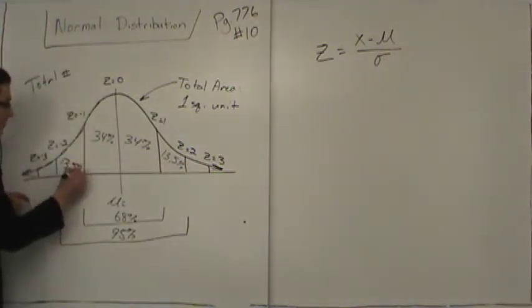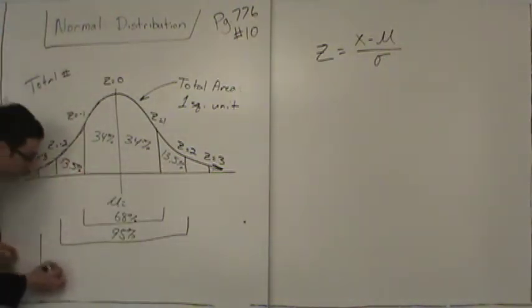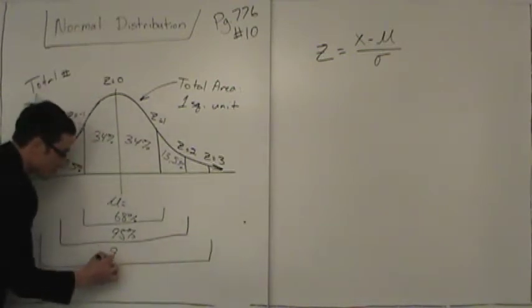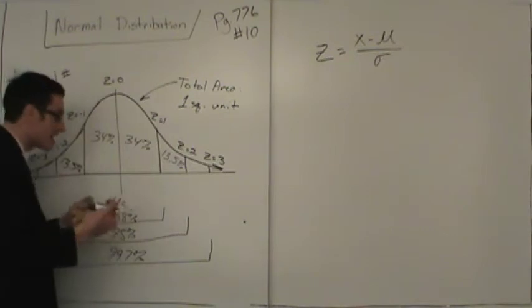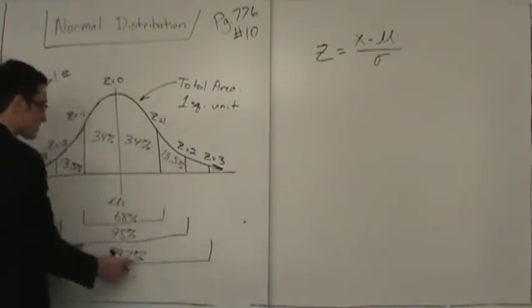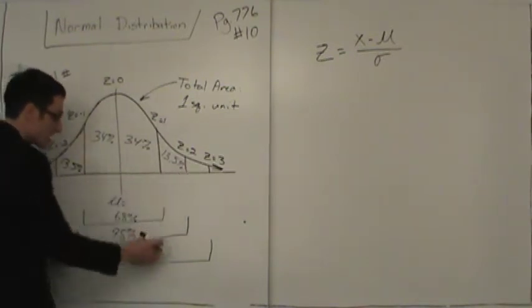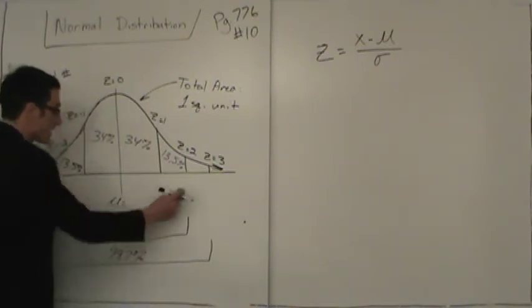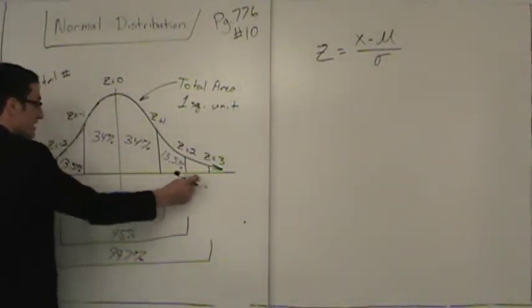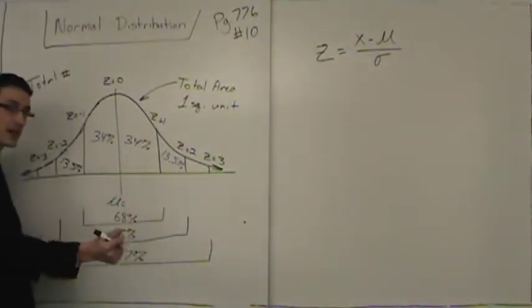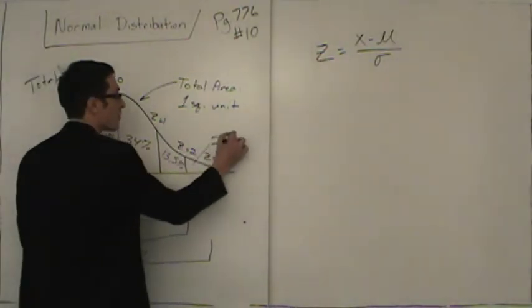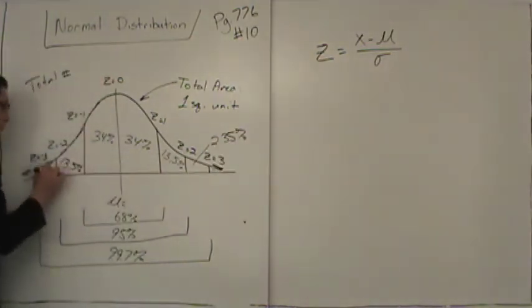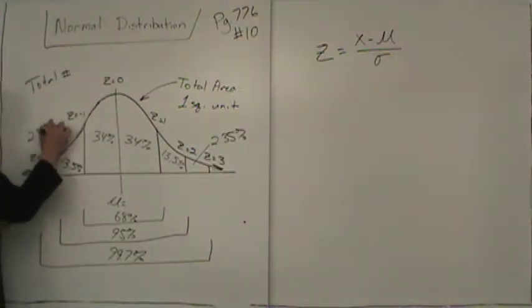13.5%. The more you do this, the more you're going to remember them. Within 3 is 99.7%, almost 100. Take 99.7 and subtract 95 to get the increase on both sides. 99.7 subtract 95 gives 4.7%, divided into 2 parts is 2.35% and 2.35%.